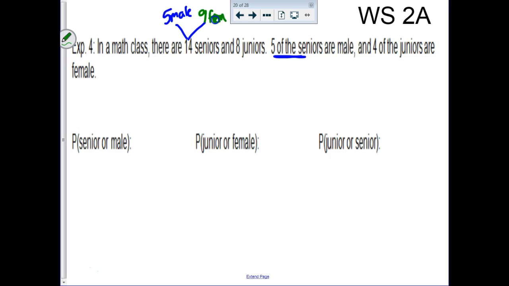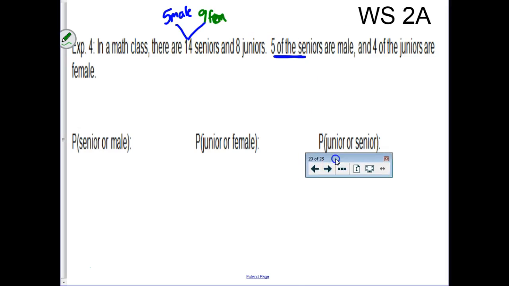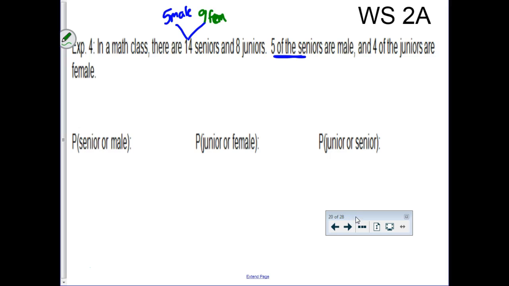I know, I don't like these questions anymore. Let's just classify as male and female for today. I'm sorry. All right, then 8 juniors. 4 of them are, what does it say, female? So that means 4 are also male.